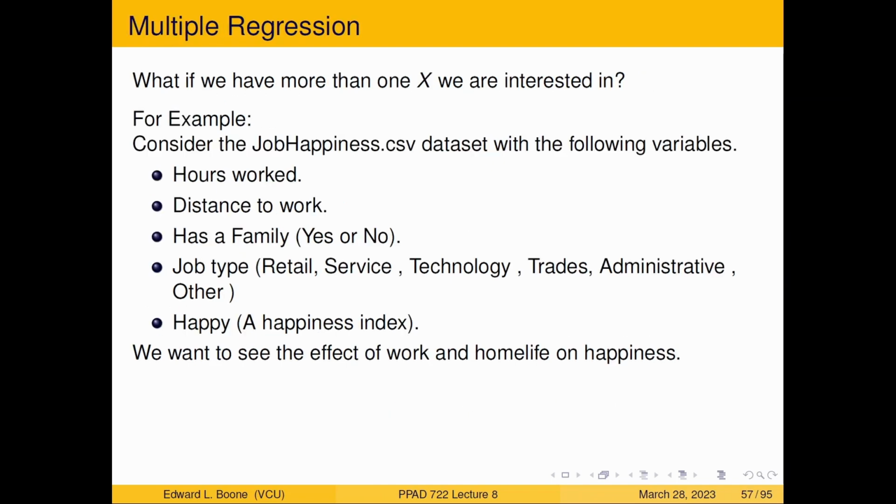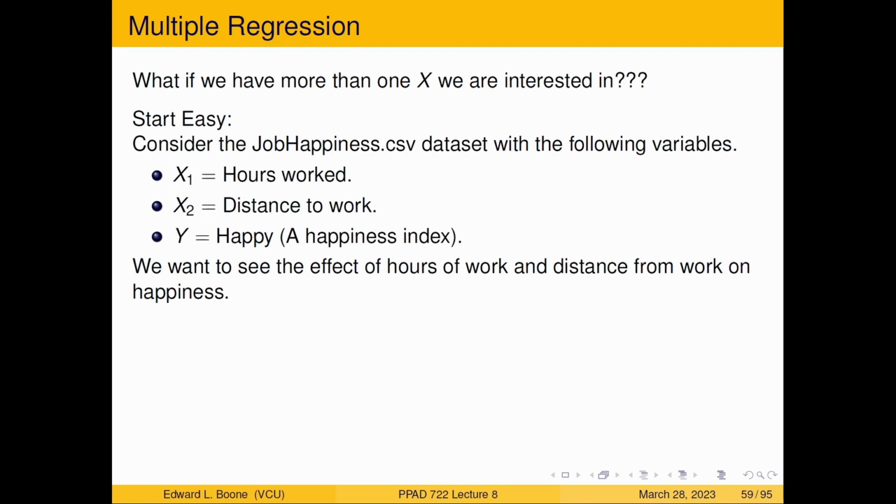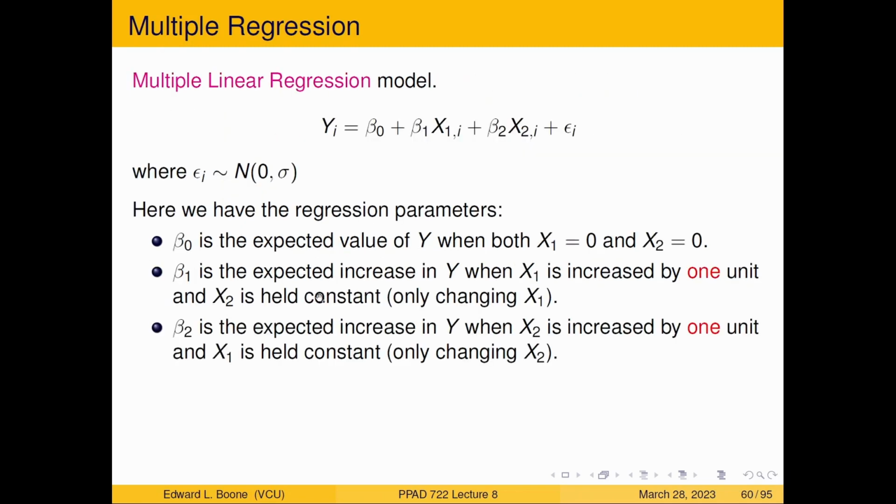All right, we're going to look at the JobHappiness.csv dataset that's linked in the description below. So we're right now just going to look at hours worked and distance to work. So we're going to want to look at these two particular variables. We'll look at the other ones in subsequent videos. So x1 is going to be the hours worked, and x2 is the distance to work.